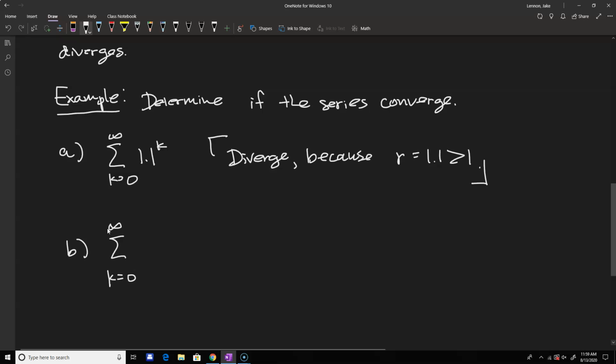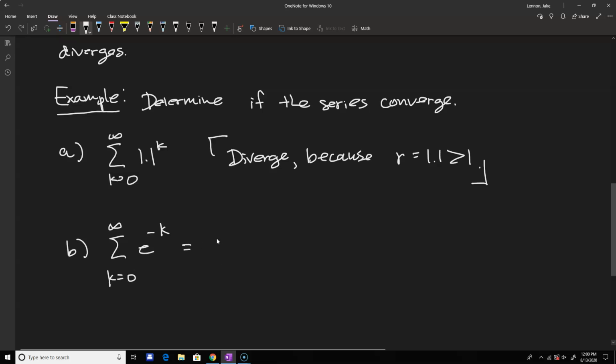They use i, j, k, and it doesn't really matter what you label your indices, but the textbook prefers k most of the time. What about this one? Well, it might help if we use a little algebra to rewrite this.